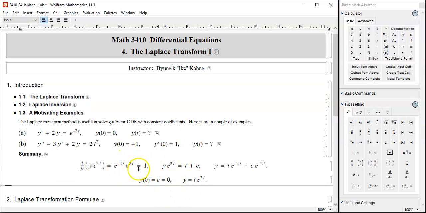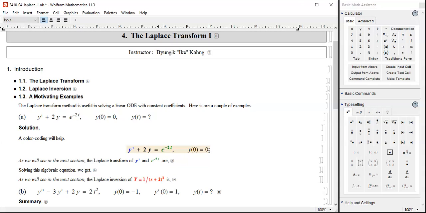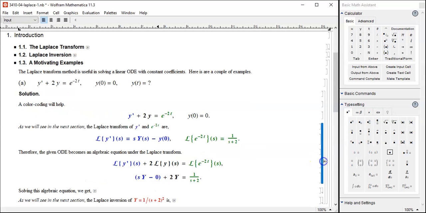Now let's pretend that we don't want to do this and we want to use the Laplace transform. How do we do that? Let's begin with a color coding to help you understand a little bit, and then let's take the Laplace transform of each term. It'll turn out the Laplace transformation is linear, so you can do it term by term. And it turns out that the Laplace transform of y prime and e to the negative 2t are as follows. That's the Laplace transform of y prime, and that's the Laplace transform of e to the negative 2t power.